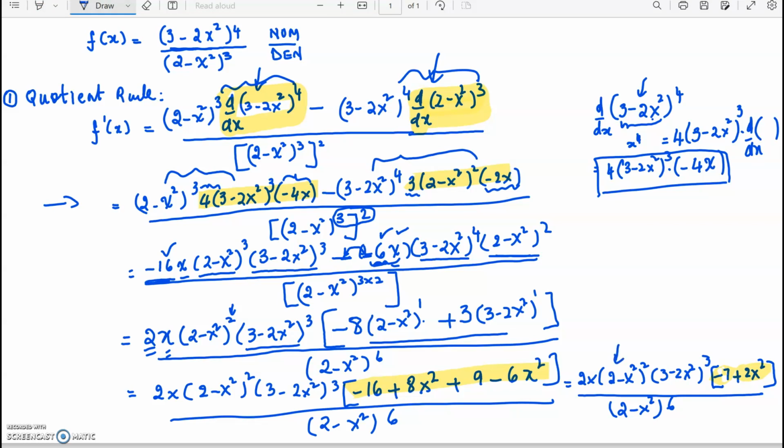Now one last thing to do is notice that we have a common factor here. So 2 minus x squared the whole squared, 2 minus x squared to the 6th power. The 6th power can be split into 2 minus x squared the whole squared times 2 minus x squared to the 4th power. So basically it's 1 over 2 minus x squared to the 6 minus 2, which is 4. So when we cancel these two, we get a 4. And this is the final answer.